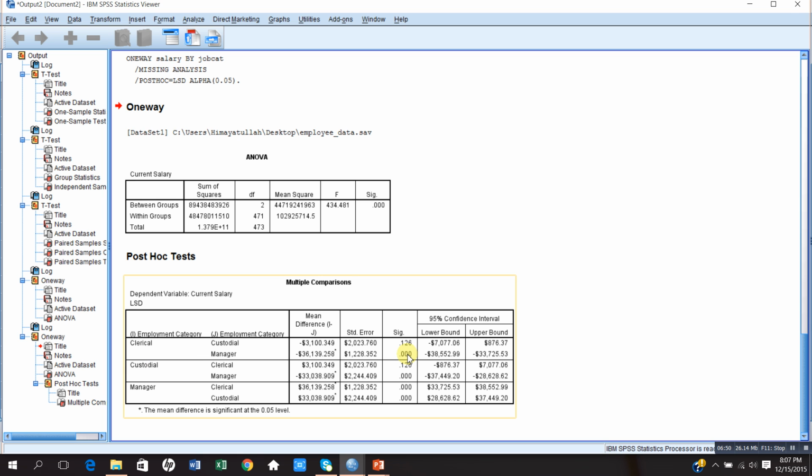So we will reject the null hypothesis, and we will conclude that the average current salary of clerical staff and the average current salary of managerial staff are not the same, they are different. Now there is another group, custodian versus manager, and its p value is also less than 5%. So we also conclude that the average salaries of the managers and the average salaries of the custodial staff are quite different.